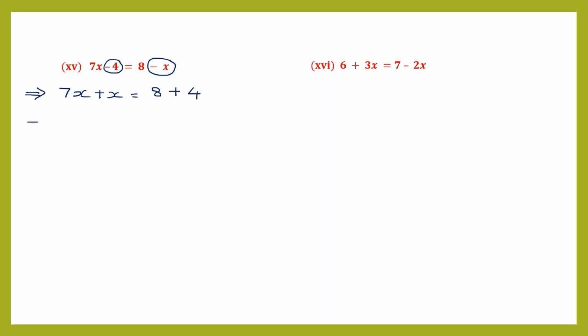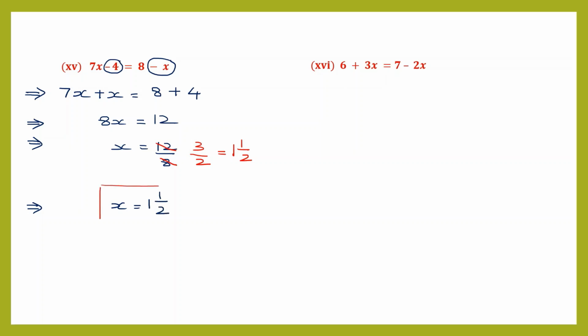So now let's simplify this. 7x plus x, 7 plus 1 is 8. 8 plus 4 is 12. Now we can find the value of x. x will be 12 divided by 8. I can cancel both 12 and 8 by 4. 4 3s are 12 and 4 2s are 8. So I have 3 by 2, which I can simplify further and write as 1 1 by 2. I've made it a mixed number. So now I have found the value of x. x is equal to 1 1 by 2. So this is my answer.